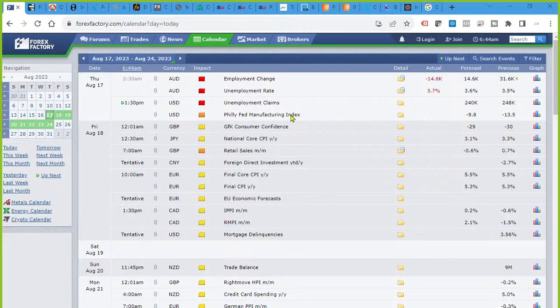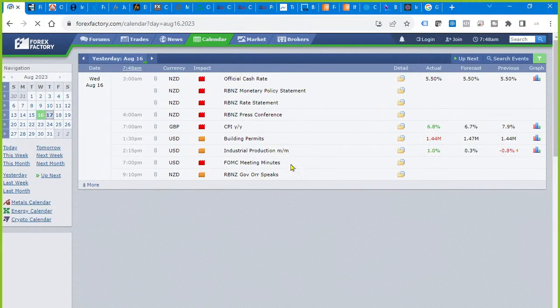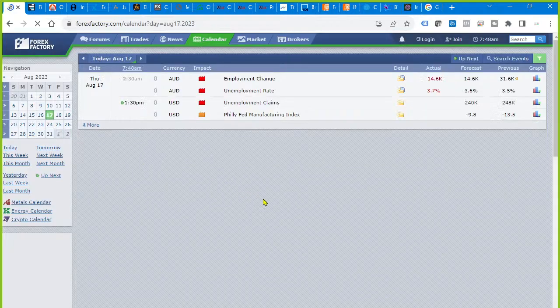So a quick look at data coming out. Actually, I should really look at the data that occurred yesterday. Well, we saw the Fed meeting minutes at 7 o'clock there. It did give the markets a bit of a jitter last night with the continuation of this sort of hawkish tone, and it's left the dollar strong last night for sure.